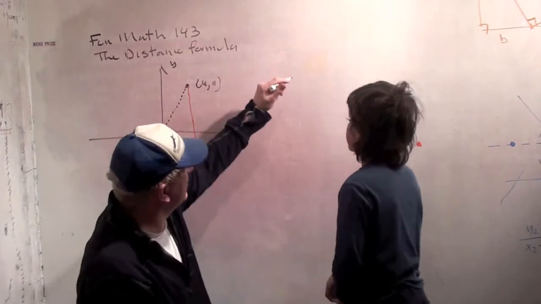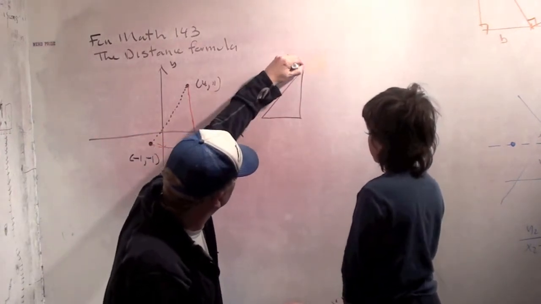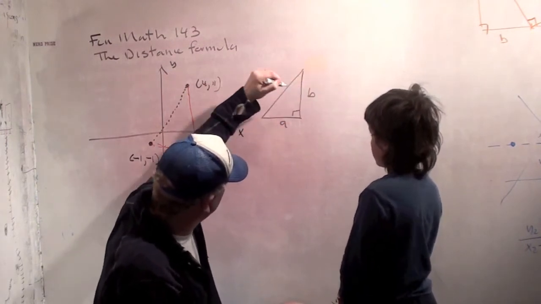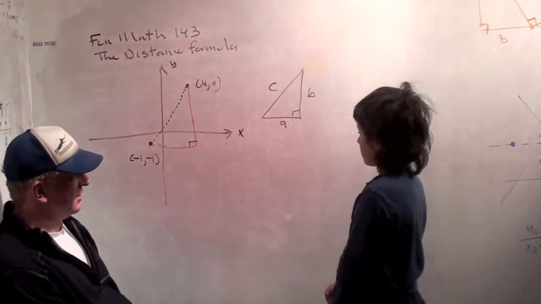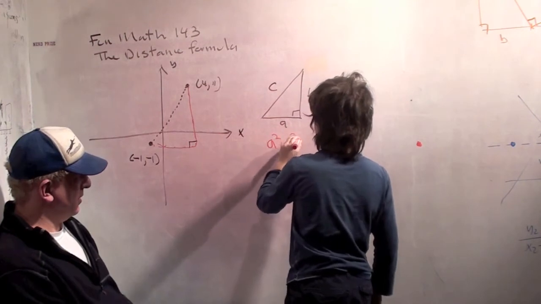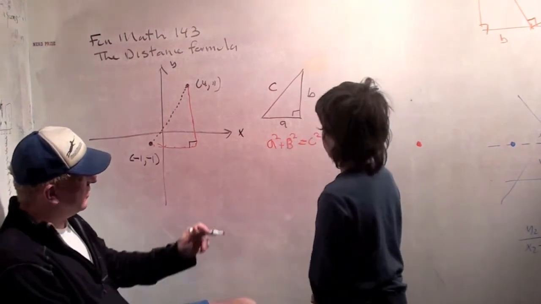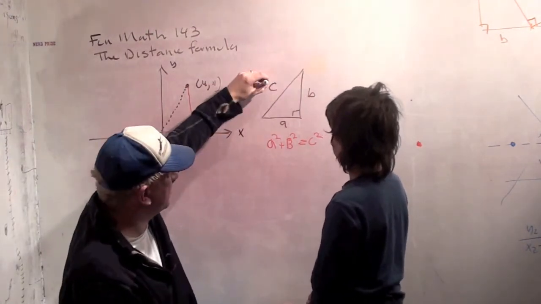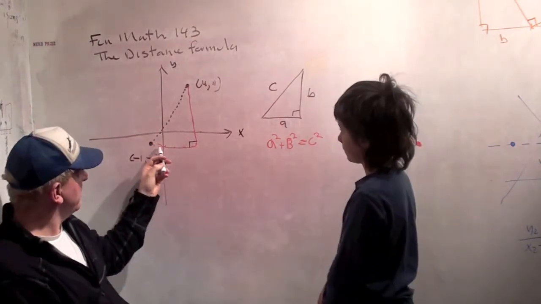So we actually have a distance formula for right triangles that we learned in geometry. It says for a right triangle, if one side is A and the other side is B, and the hypotenuse is C, the Pythagorean Theorem tells us A squared plus B squared equals C squared. So if we know the lengths of the two sides of the triangle, we can find the third length using the Pythagorean Theorem.